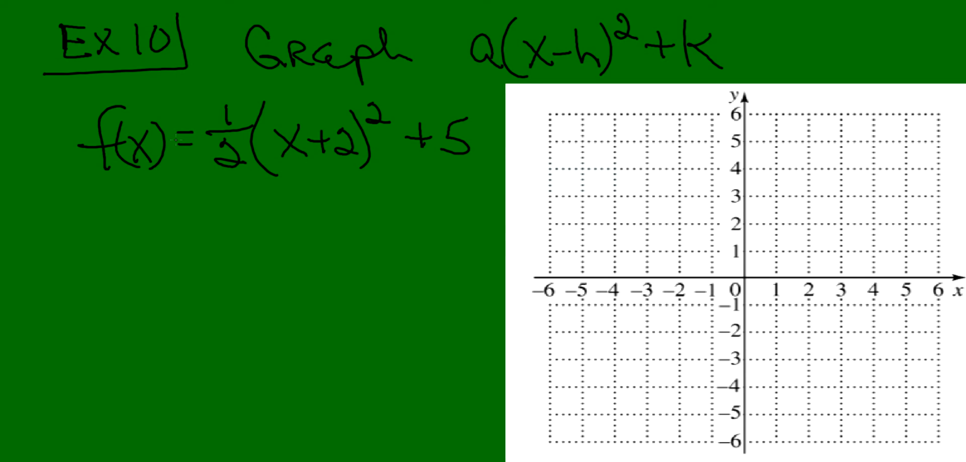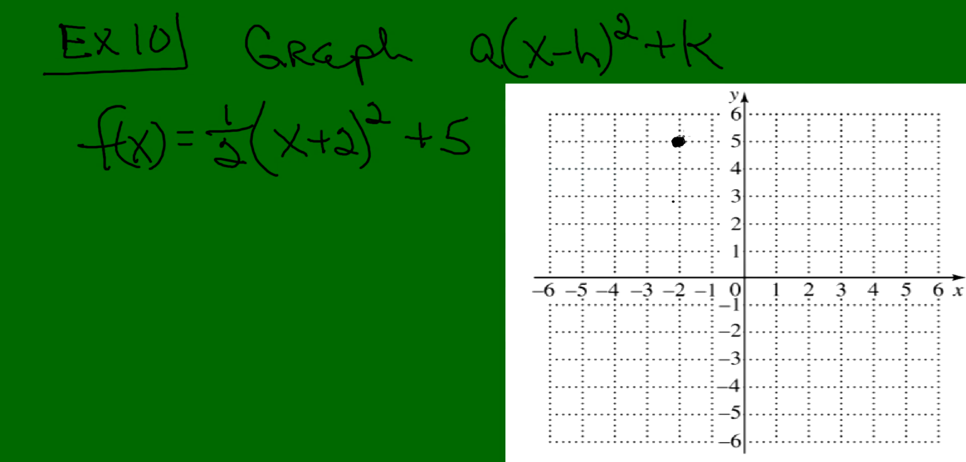So what I want to do is basically get my vertex. And remember, we said the vertex was the HK. So this still remains H, and this is K. So let's see, what is that going to be? It's going to be negative 2 and 5. So I'm going to go over 2 to the left because it's negative 2, and then I'm going to go up 5. 1, 2, 3, 4, 5. So here's my vertex. What I don't like about this is it's going to open upwards.